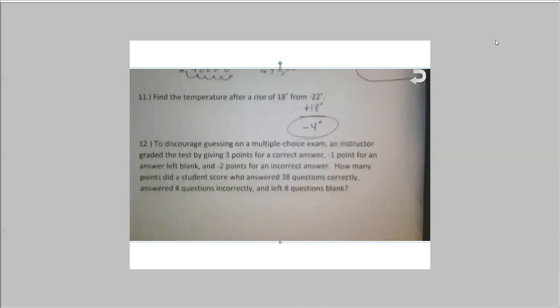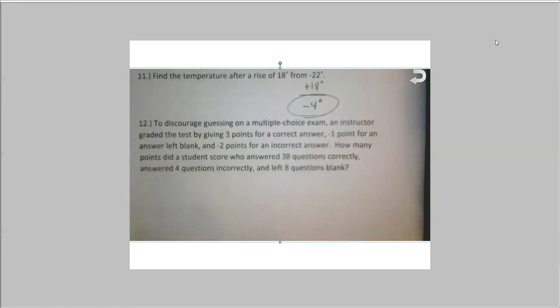All right, I'm going to work a couple of word problems before we get out of chapter 10, and then we'll get on into our algebra lesson. All right, number 12 says, to discourage guessing on a multiple choice exam, an instructor graded the test by giving 3 points for a correct answer, -1 point for an answer left blank, and -2 points for an incorrect answer.